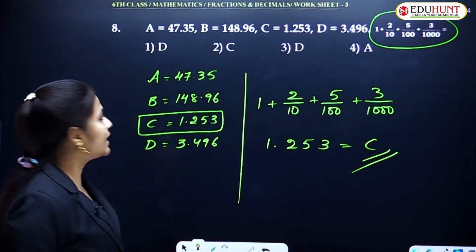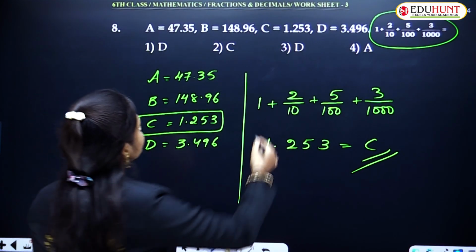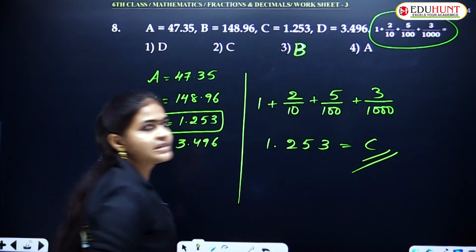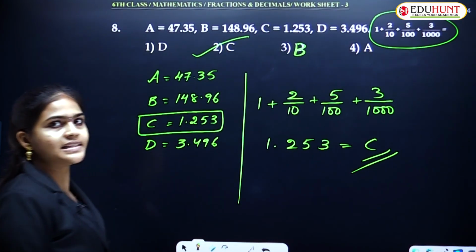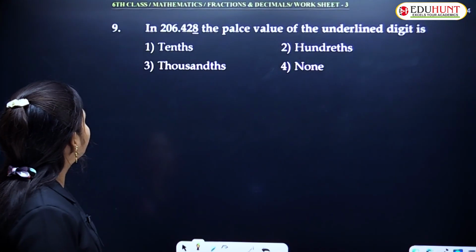So which option is correct here? Sorry, this is B, I think. D, C, B, A, just change that option here. Which option is correct here? Option 2 is correct, that is C. Understand? Yes. Next, ninth one.